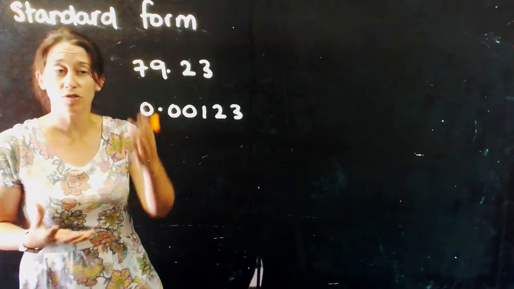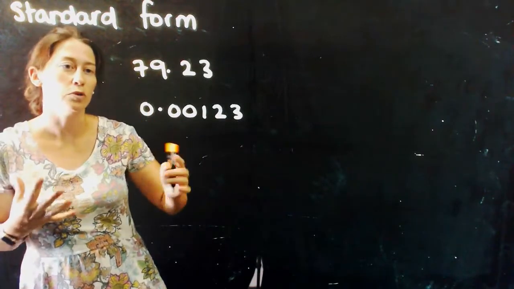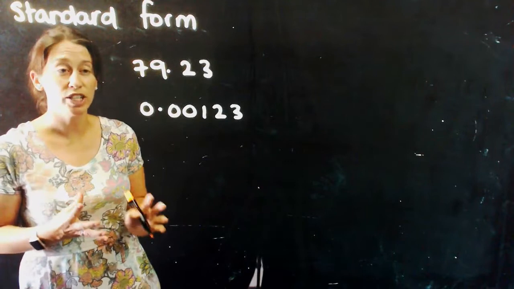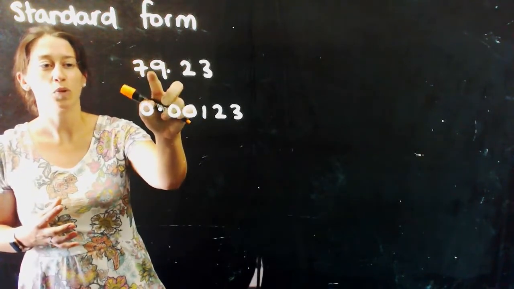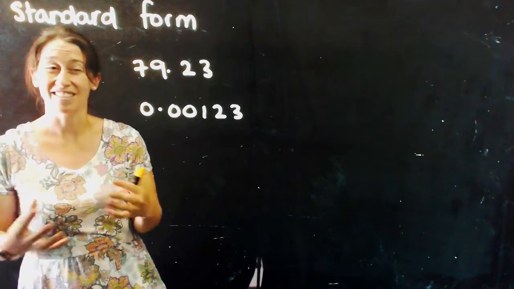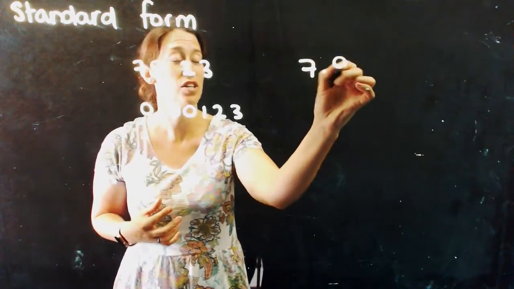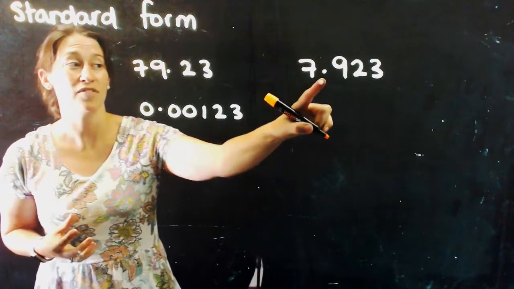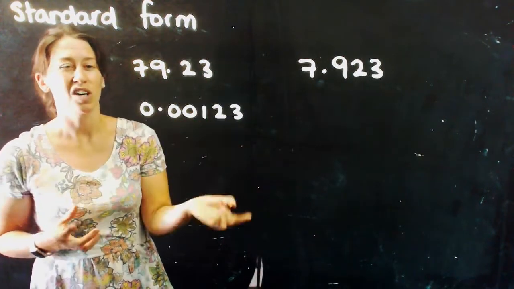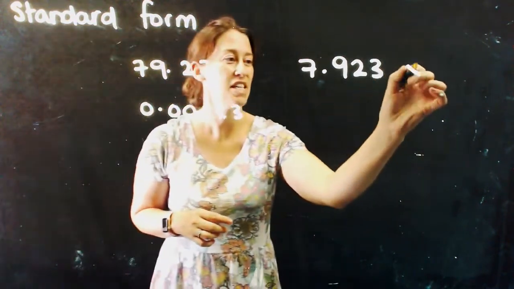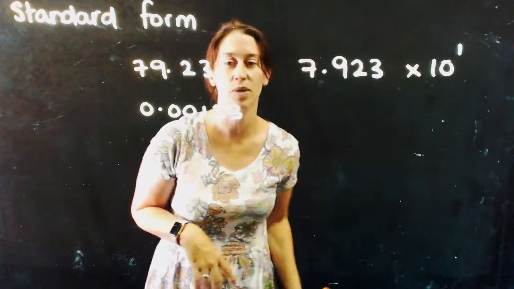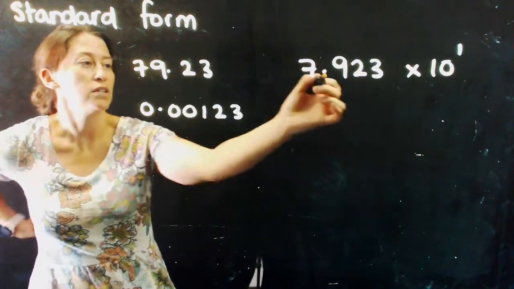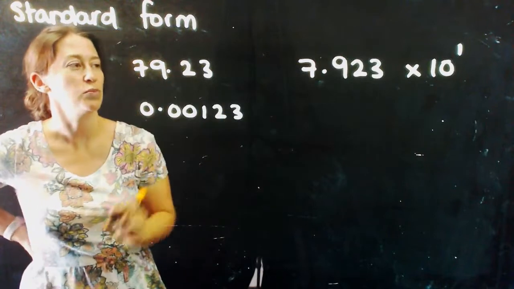Okay, so now I'm going to write these two numbers in standard form. Looking at this one, it's 79.23. I need to move the decimal point so that it's greater than 1 but less than 10, so it's going to be 7.923. Then we've got to work out how many powers of 10 I need to multiply this by to give me this number. Hopefully you can see it's just multiplied by 10, which is 10 to the power 1. We know that because I'd have to move it there to give me this number here.